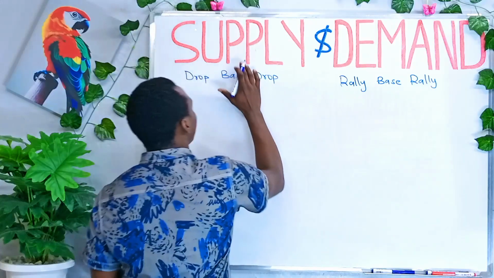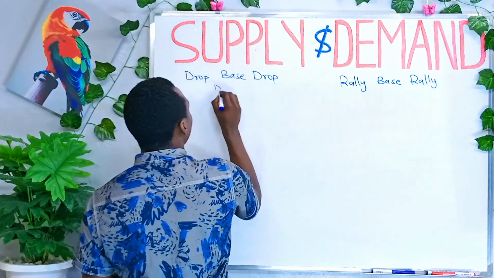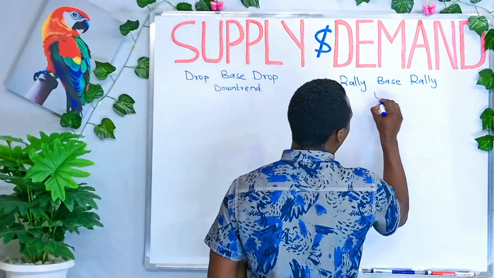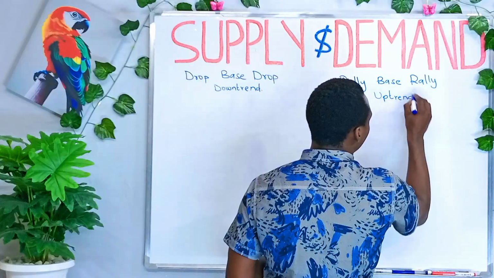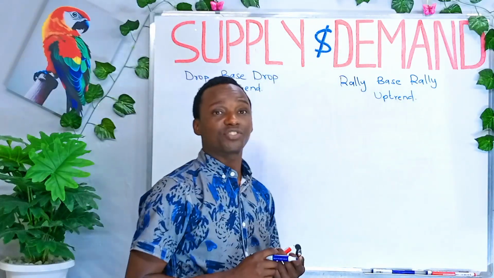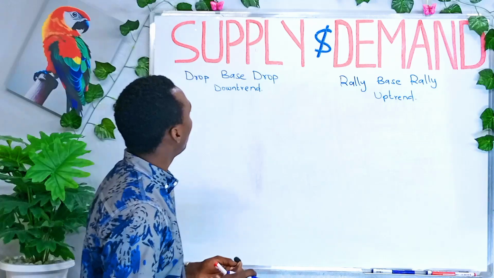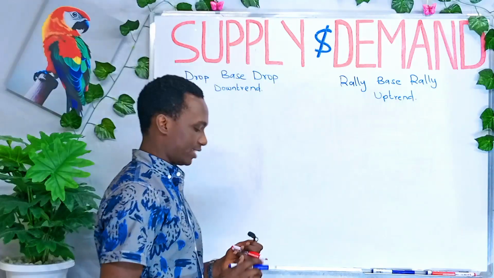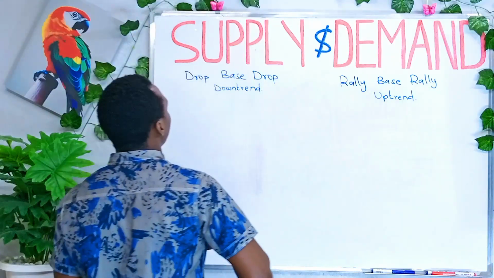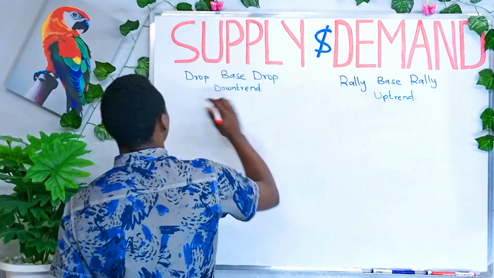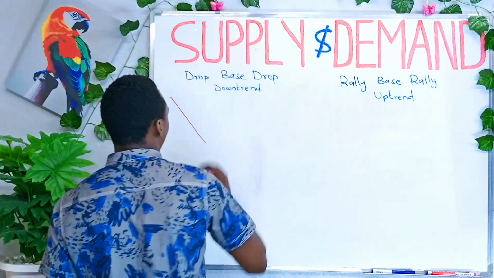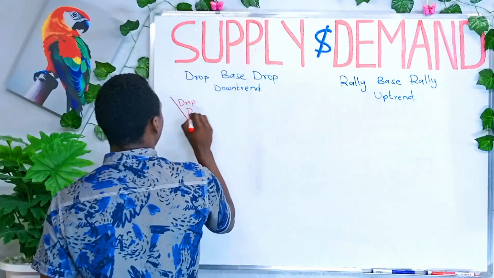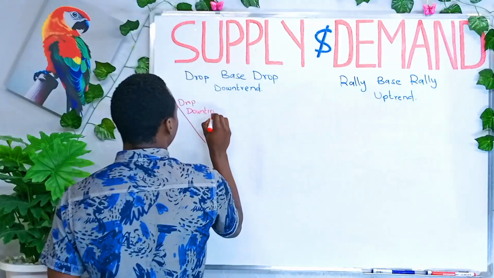Okay, we've just said that we want our supply zones to be formed in a downtrend, while the demand zone is formed in an uptrend. So with a simple illustration, I'm going to illustrate how a supply zone is formed and how a demand zone is formed. Remember, this one forms in a downtrend. So let us say we have a drop, and it is forming in a downtrend.